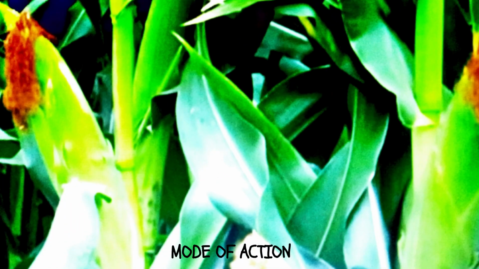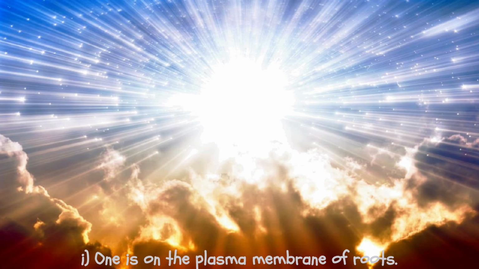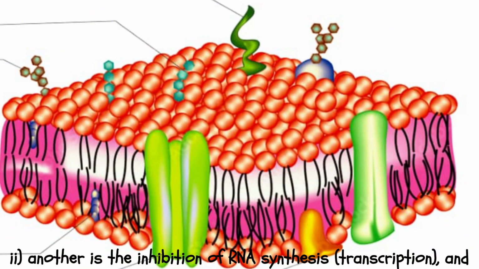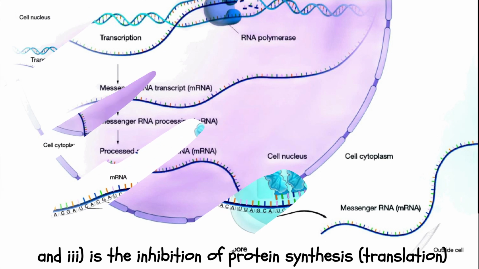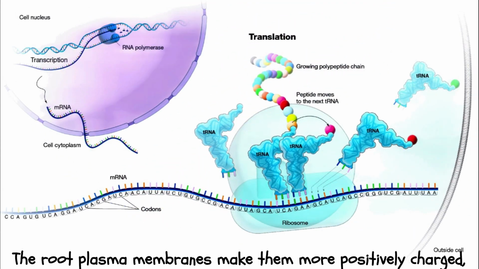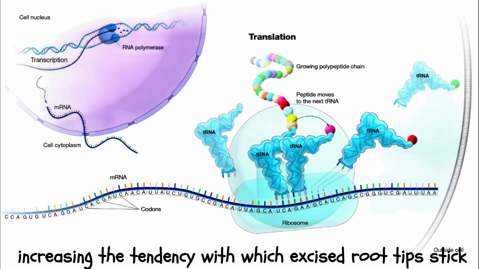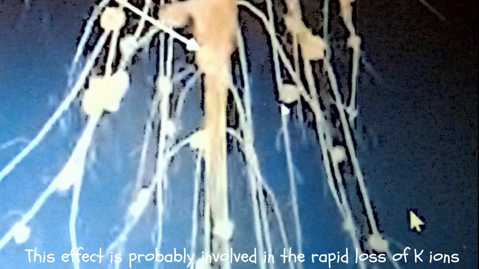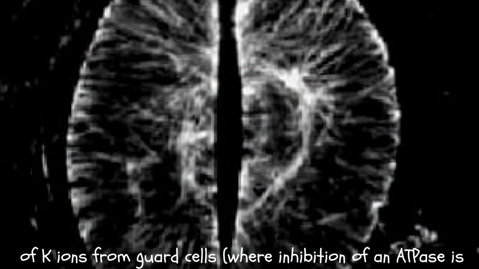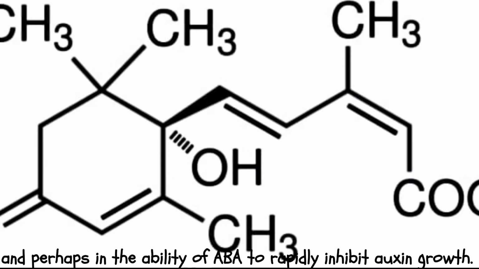Mode of action. 1. One is an effect on the plasma membrane of roots. 2. Another is the inhibition of RNA synthesis, transcription, and 3. is the inhibition of protein synthesis, translation. Effects on the root plasma membranes make them more positively charged, increasing the tendency with which excised root tips stick to negatively charged surfaces. This effect is probably involved in the rapid loss of K ions from guard cells, where inhibition of an ATPase is involved, and perhaps in the ability of abscisic acid to rapidly inhibit auxin growth.